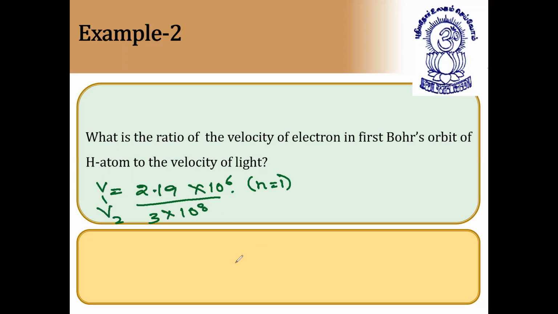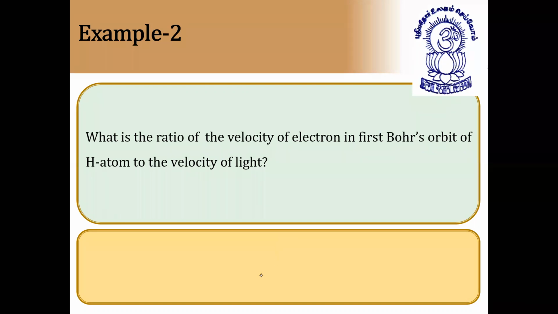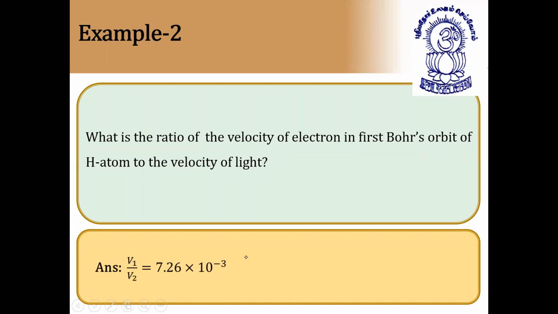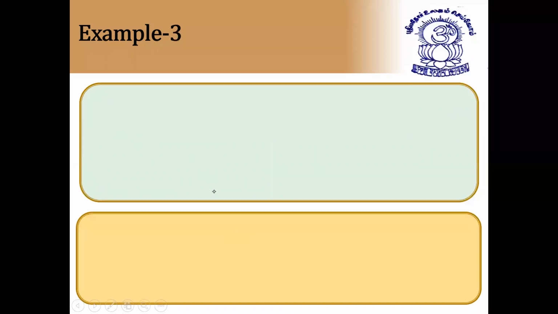By substituting this, you can get the answer clearly. After substituting, you can simplify that. So V1 by Vl is equal to 7.26 into 10 to the power of minus 3. V1 is the velocity of electron in the first orbit, 2.19 into 10 to the power of 6, and velocity of light is 3 into 10 to the power of 8 meters per second. By substituting this, you will get the answer 7.26 into 10 to the power of minus 3 by simplification. I hope you can do that simplification.